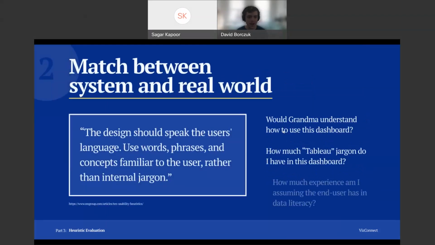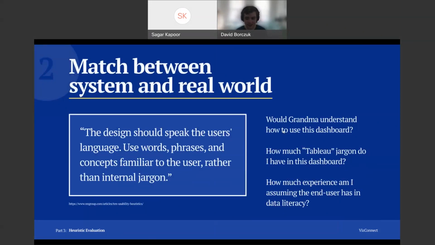Okay, so the next one is match between system and real world. The design should speak the user's language. Use words, phrases, and concepts familiar to the user rather than internal jargon. So this is really important, especially because we use an application and a system that uses particular jargon, and we're also data people, so we have data jargon as well.